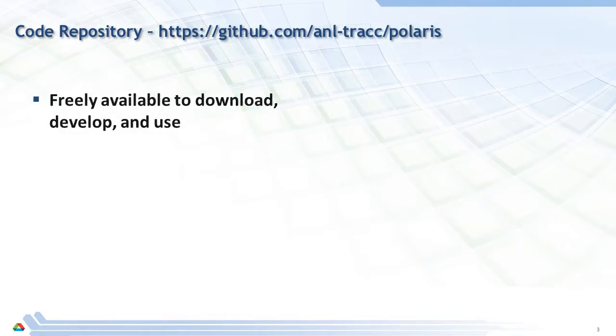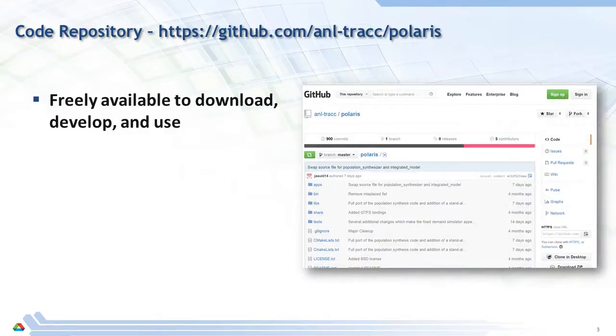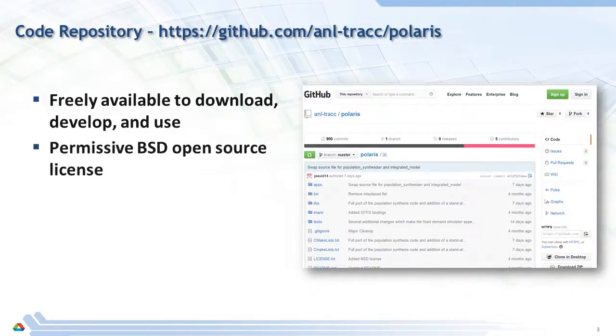The entire POLARIS software framework, including the core libraries, object libraries, and simulation applications, is freely available for download, development, and usage from the GitHub repository shown here. The software is licensed under a permissive BSD open source license, which allows modification and commercialization provided proper attribution is given to Argon. The code itself is being developed in C++ and is cross-platform compatible.